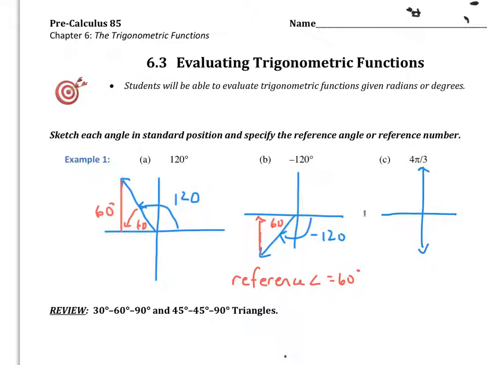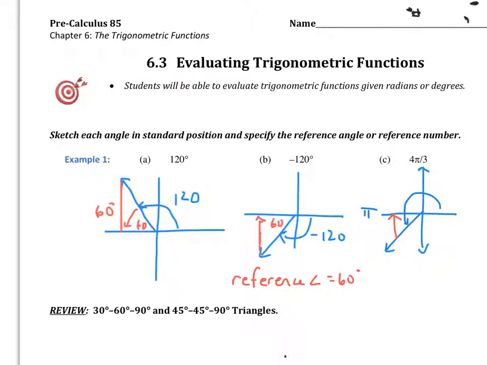1 pi, remember, is 180. So 4 pi over 3 is going to get us all the way down to here. So this is our 4 pi over 3, which means we're still going back to the x-axis, so our reference angle is going to be this one. What would that be in radians? How much beyond 1 pi did we go?